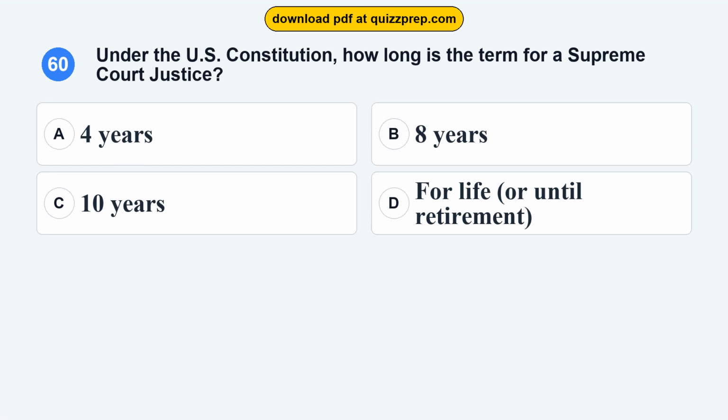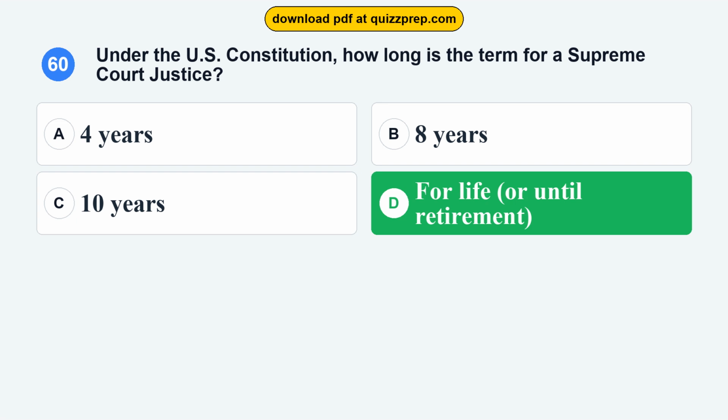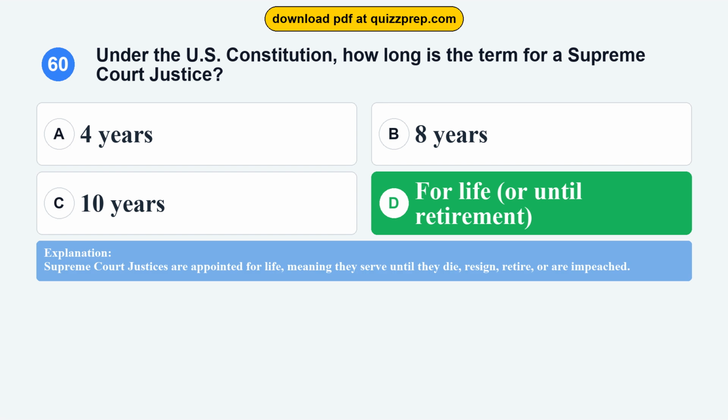Question 60. Under the U.S. Constitution, how long is the term for a Supreme Court justice? Option A, 4 years. Option B, 8 years. Option C, 10 years. Option D, for life, or until retirement. The correct answer is option D, for life, or until retirement. Supreme Court justices are appointed for life, meaning they serve until they die, resign, retire, or are impeached.